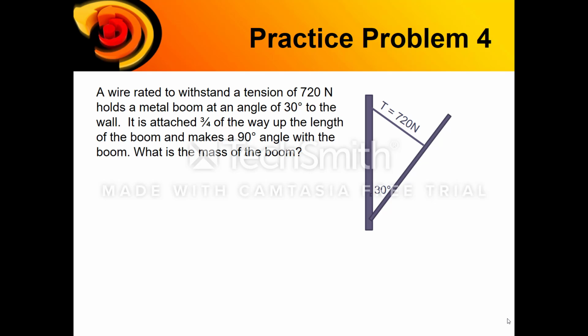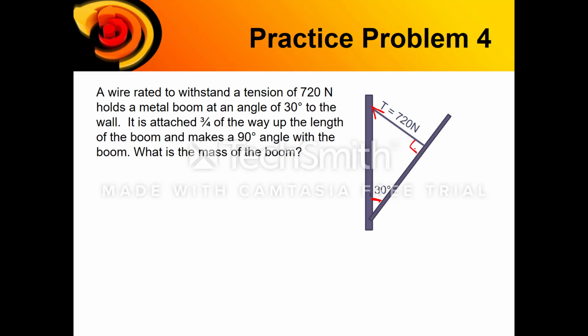As you take a look at this problem, you're seeing this metal boom that's not moving, just sitting there at an angle of 30 degrees to the wall. All right, so that angle there is 30 degrees. We're told that it's being held up by a tension. It's attached to the wall with a cable or a wire, and that wire makes a 90-degree angle with the metal boom.